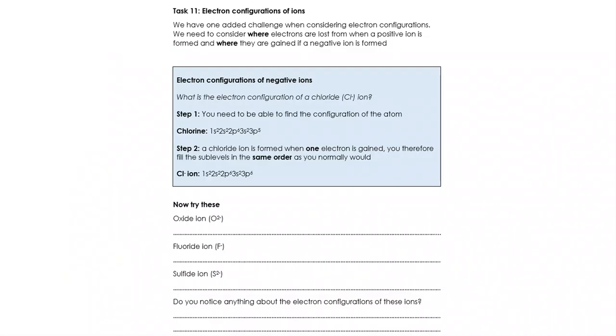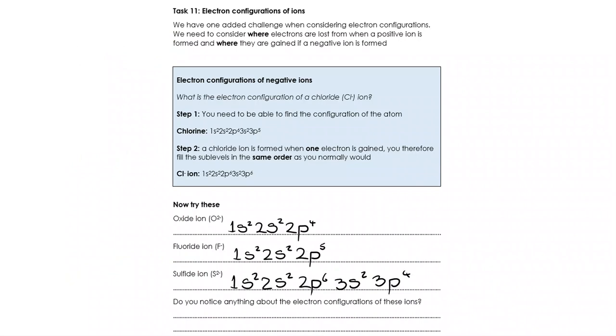We also need to consider what happens with the electron configuration of ions. So I would like you to have a read through, try these, and then review your answers. In the first instance, I've not put the correct answer down yet. These are the atom electron configurations.